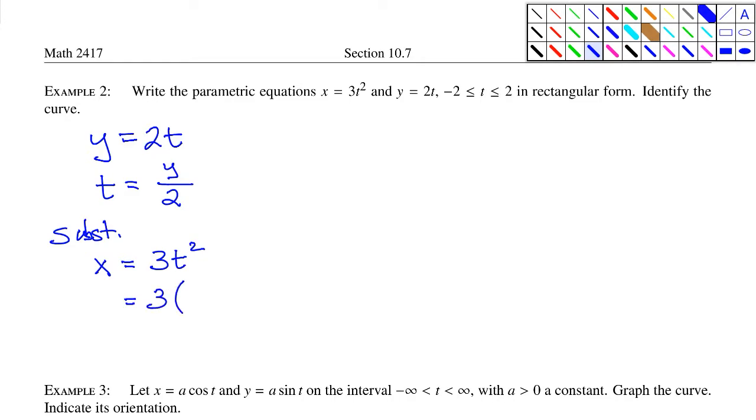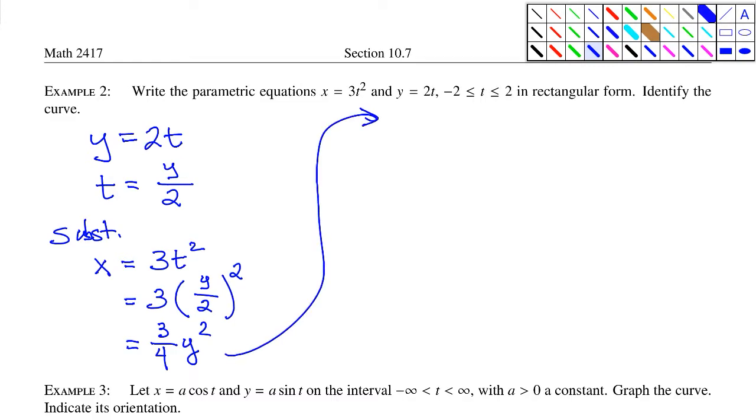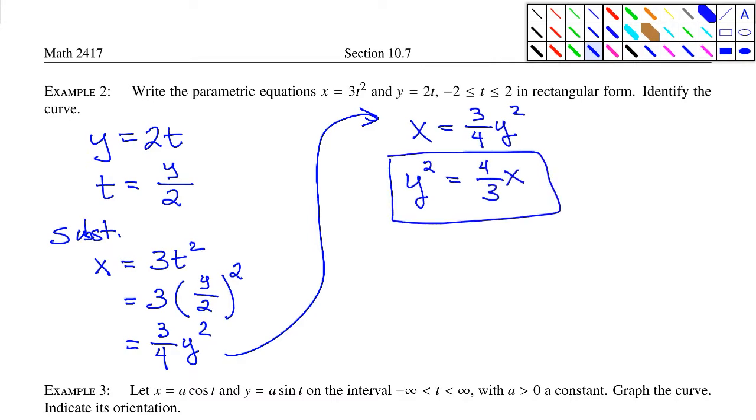which would be 3 times y over 2 squared, which would be 3 over 4 times y squared. So we have x is equal to 3/4 y squared. And if I solve that for y squared, we get 4/3 x. And there it is. You recognize that from our section on conics. That is a parabola.